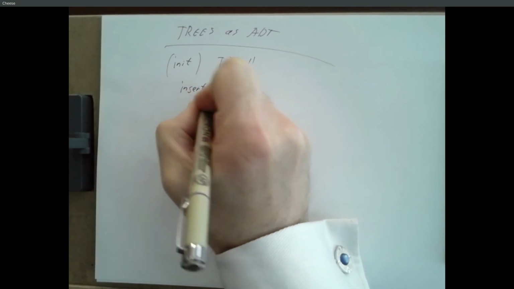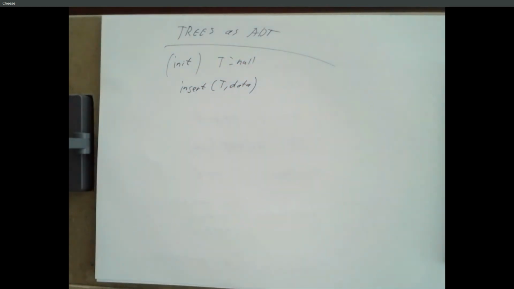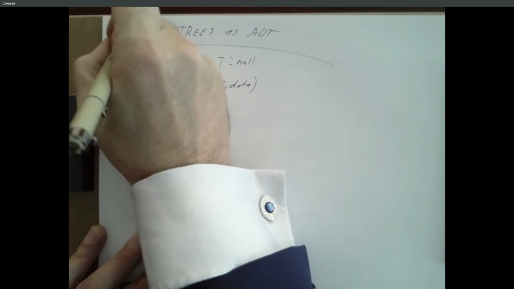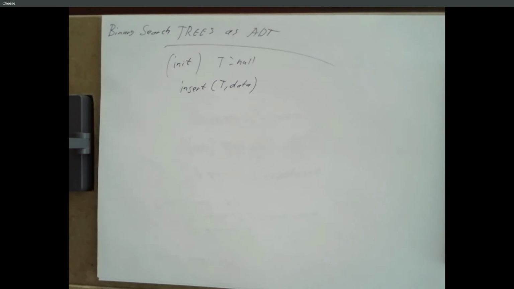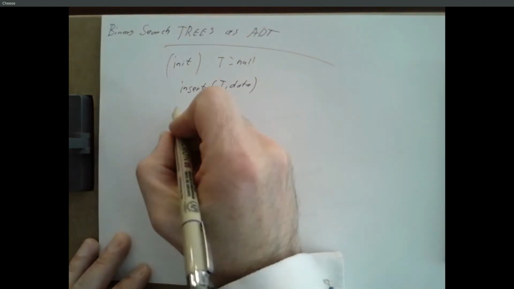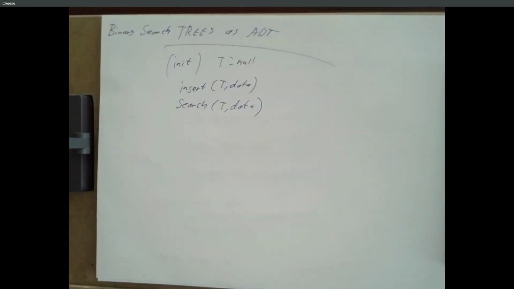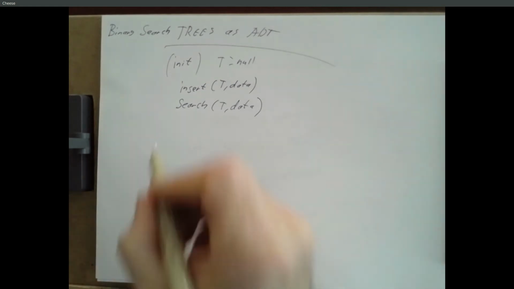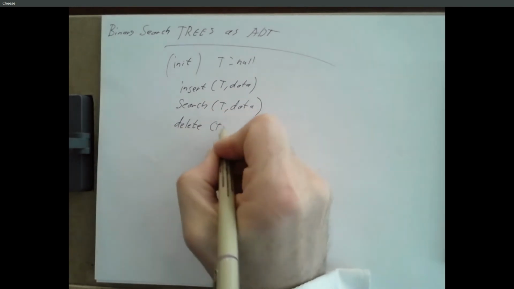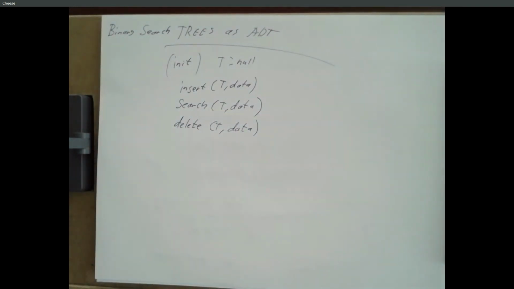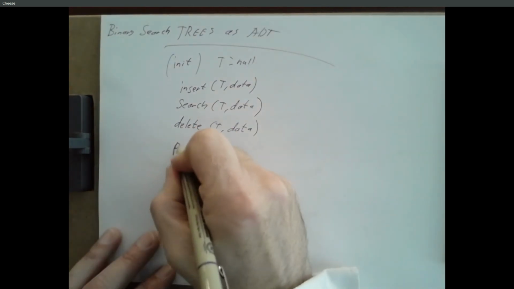We're going to want to insert some sort of data into a tree. We're thinking binary search trees here. So insert needs to insert in a way that preserves this ordering on the data, so that when we traverse it in order, we get our data out in order. So we want to insert. We want to be able to search a tree for some data. We probably want to be able to delete a piece of data from a tree. And let's just say print.